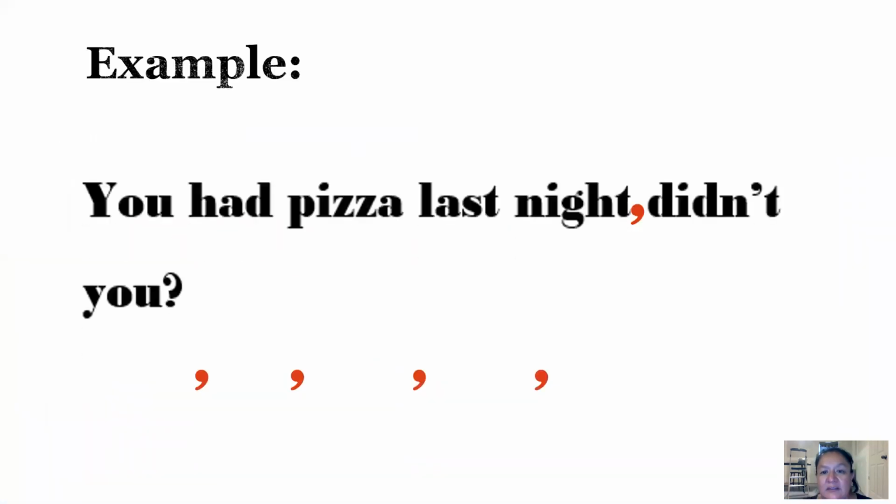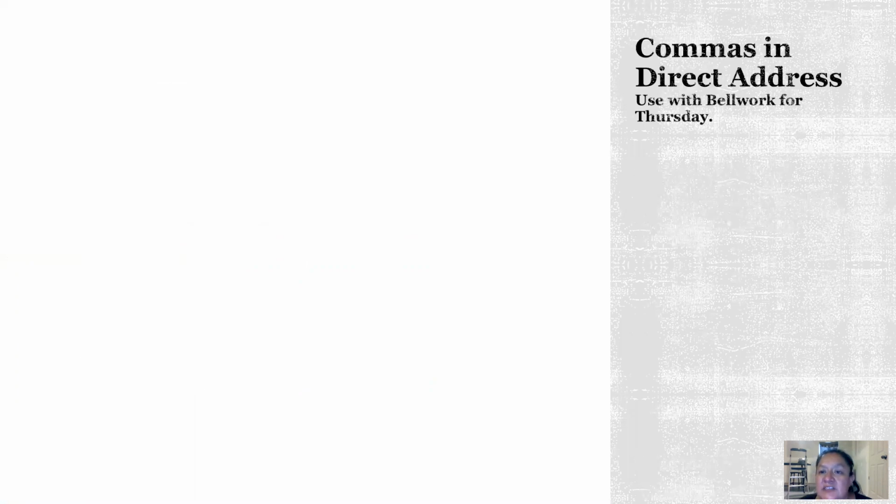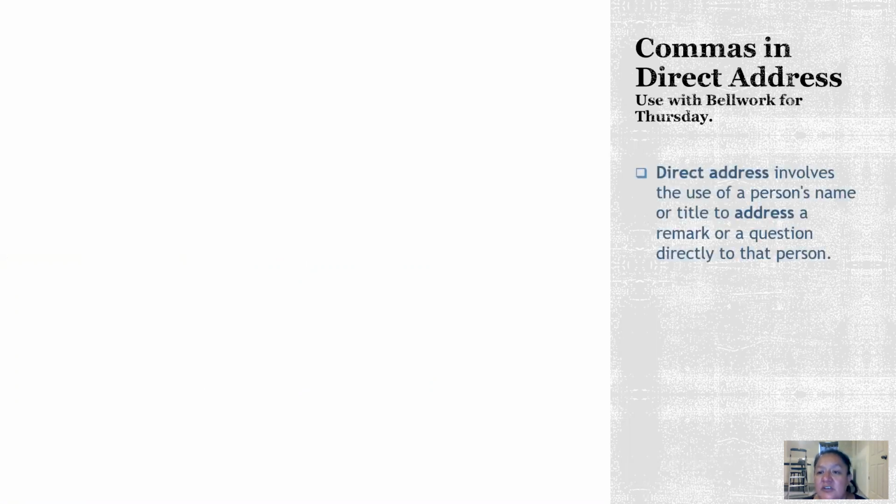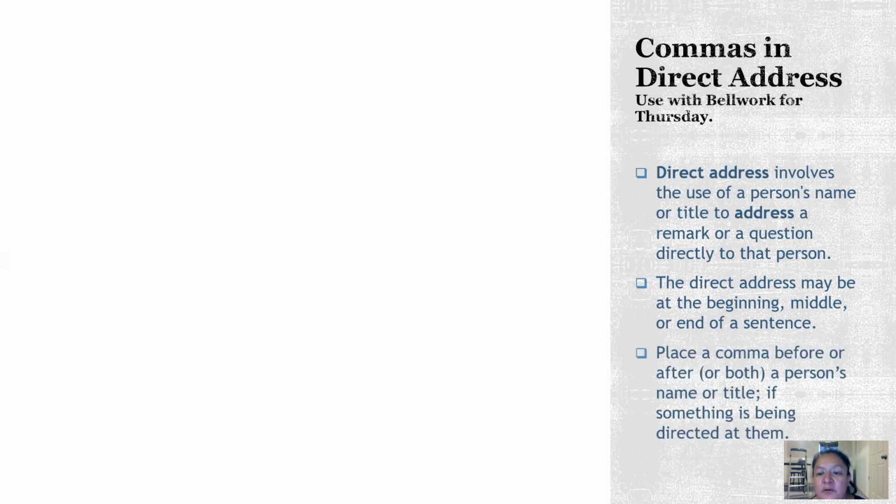And the last one that you're going to do is commas in direct address. This one you will be doing on Thursday. You have 2 sentences to do this. Direct address involves the use of a person's name or title to address a remark or a question directly to that person. So something that is asked to a certain person, that is when you're going to use commas on those sentences. The direct address may be at the beginning, middle, or end of a sentence. Place a comma before or after or both a person's name or title if something is being directed at them.